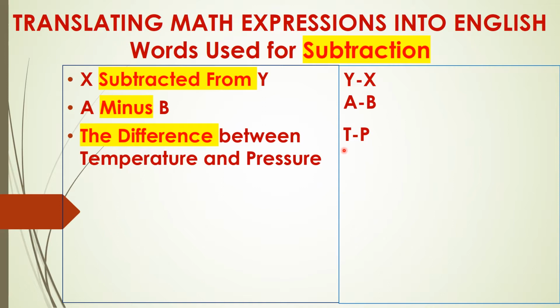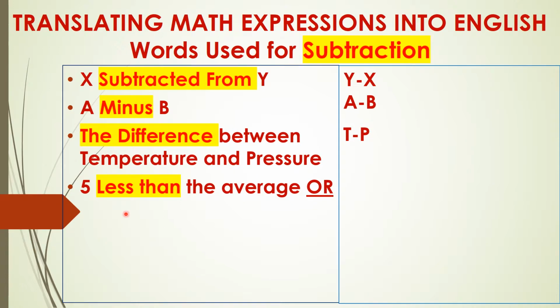I don't know what temperature is. I don't know what pressure is. So when I set up my equation, I'm going to use subtraction. So here's what we're going to get. Difference means subtraction. And so we're going to get T for temperature minus P for pressure. You can use any variables you want, like X and Y or A and B or whatever. But since we're talking about temperature and pressure, I think T is a better variable to use and P is a better variable to use.